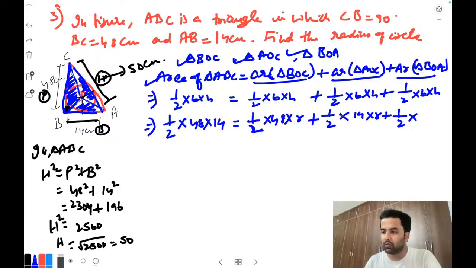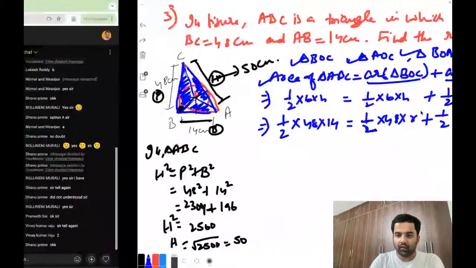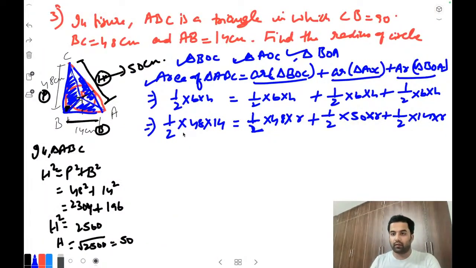BOC is the first one, AOC. Wait, here we kept it randomly. Here it will come this one. Base is here 50 now. Yes, now it is clear. Now 14 into R. I hope this is clear now. Till here it is okay. Now just figure out this one now.